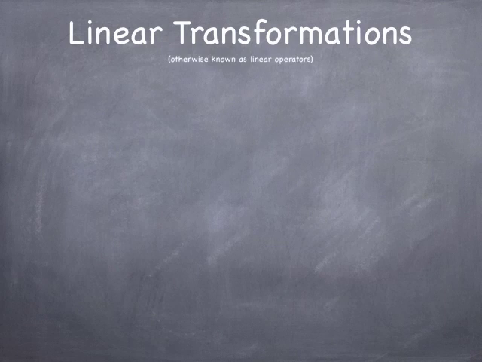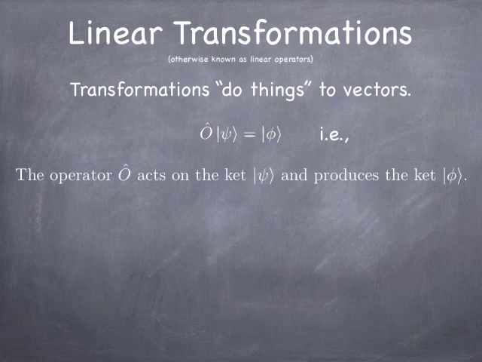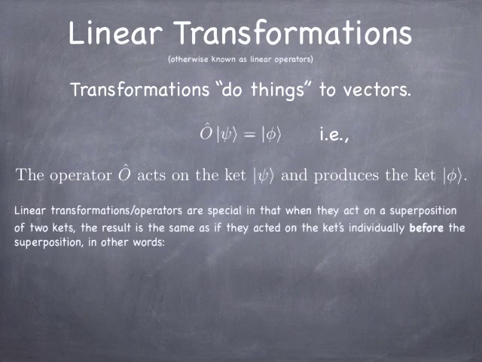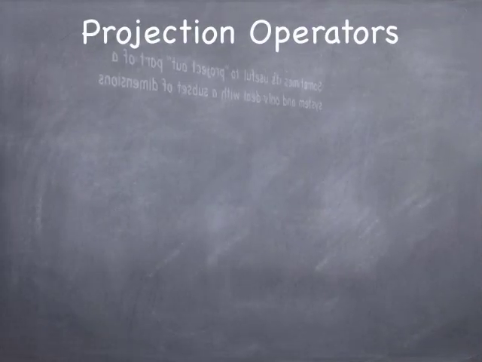Okay, what's a linear transformation? A linear transformation is sometimes called a linear operator, but a transformation does things to vectors. So if you apply a transformation to a vector, what do you get? You get a new vector. O hat acting on the ket psi gives me a new ket phi. That's the idea. Linear transformations are special in that they act on a superposition of two kets. The result is the same as if you acted on the individual kets and then added them together. So in other words, if you have an operator O acting on a superposition a psi plus b phi, that's the same as a times the operator acting on psi plus b times the operator acting on phi. So that's what we mean by a linear operator.